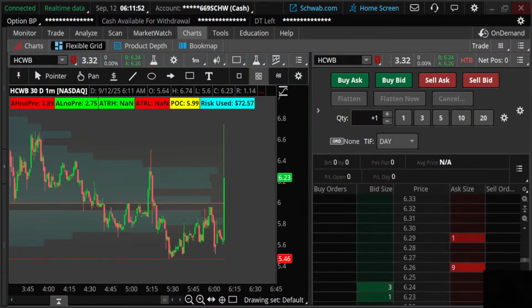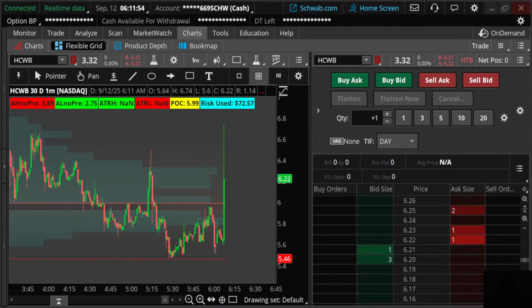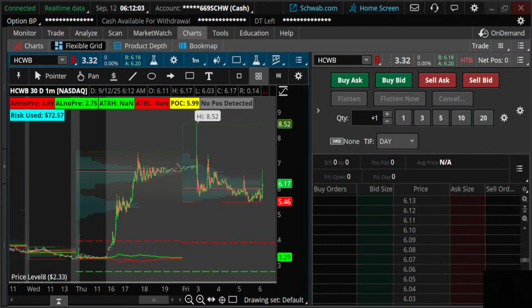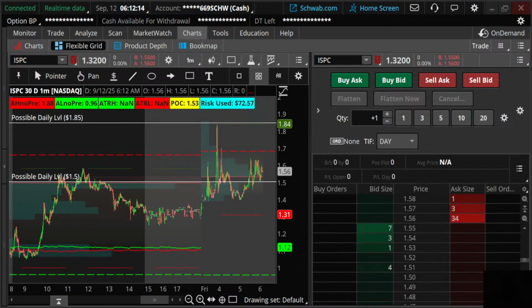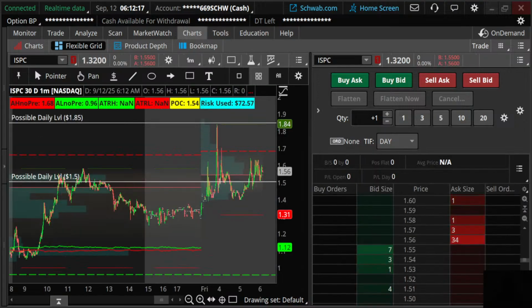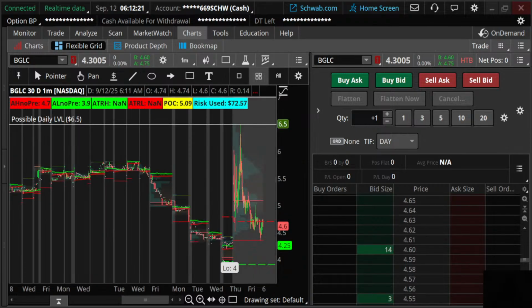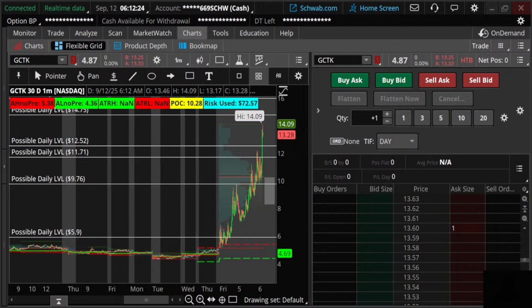So it's leading the day. The one behind it, HCWB. Let's see what it's got. Scientific development, blah blah blah. Okay. So it's catching up little by little on HCWB as well. Just not as wide of a range on that one. ISPC, a little cheaper one, BGLC. Nothing much.